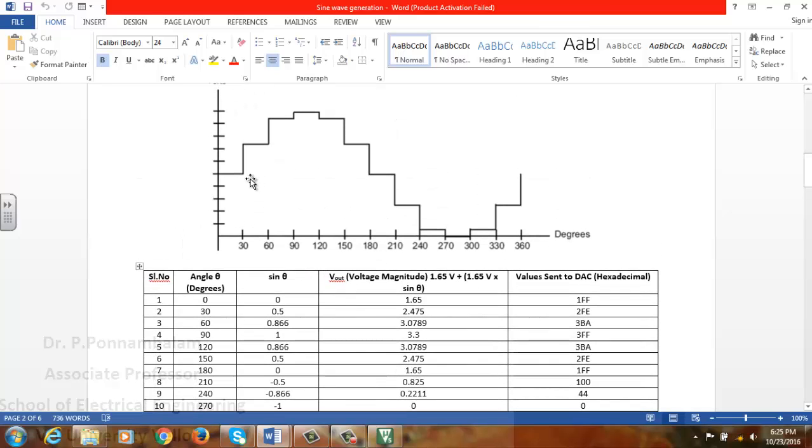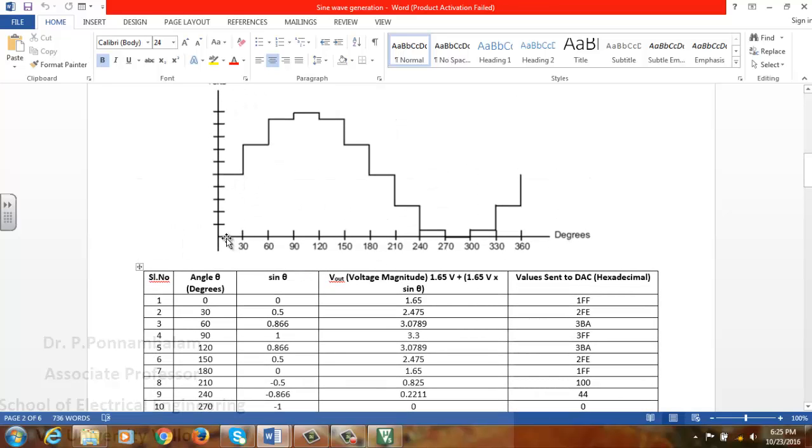As I already told you, from 0 to 1.65 some value is there. Whatever calculation we are doing starts from zero, but the sine wave that we obtain should go above this 1.65. That's the reason it has been added with 1.65, so you will get 2.475.